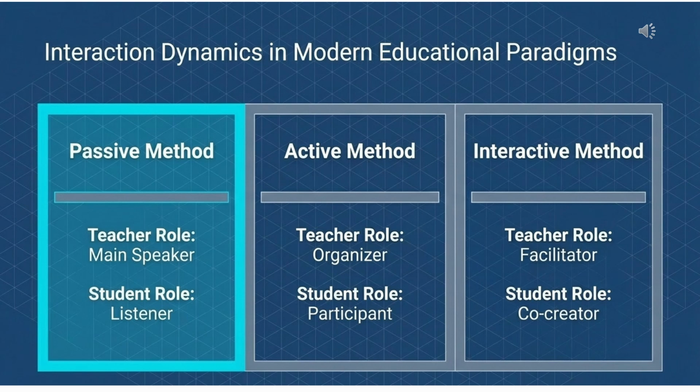This slide distinguishes three major paradigms: the passive method, the active method, and the interactive method. In the passive model, the teacher acts as the main speaker while the student remains primarily a listener. In the active model, the teacher becomes an organizer and the student a participant. In the interactive model, the teacher serves as a facilitator and the student assumes the role of co-creator. Therefore, the essential difference lies in distribution of intellectual responsibility. The more advanced the paradigm, the more fully the student is drawn into the process of constructing meaning rather than merely receiving it.